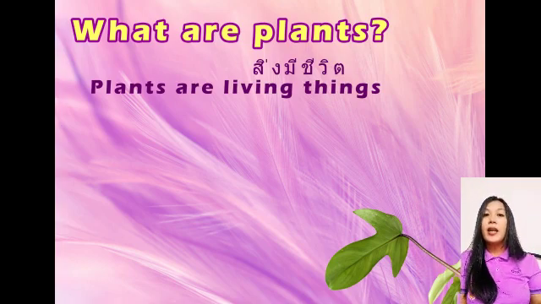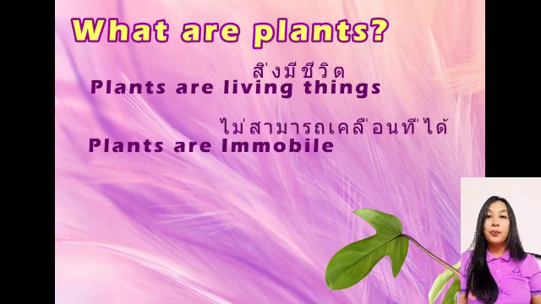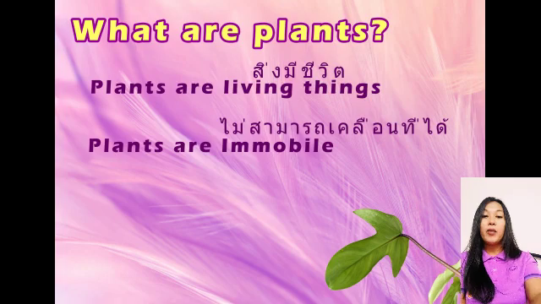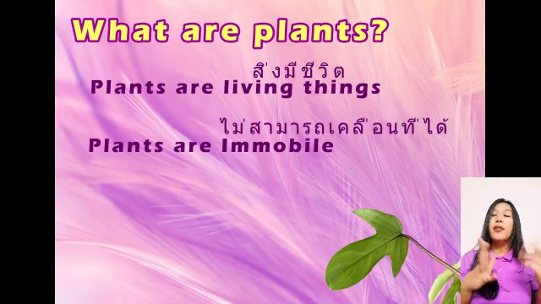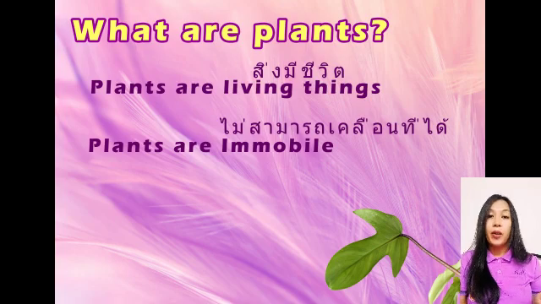Next is that plants are immobile. So they are not able to move. They cannot run, they cannot walk, they cannot jump. Plants are staying still, to where they are planted. So there are no plants that can move from one place to another.